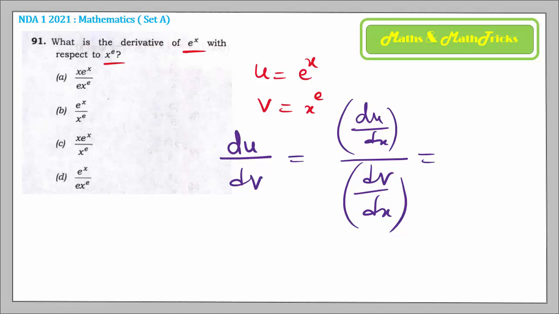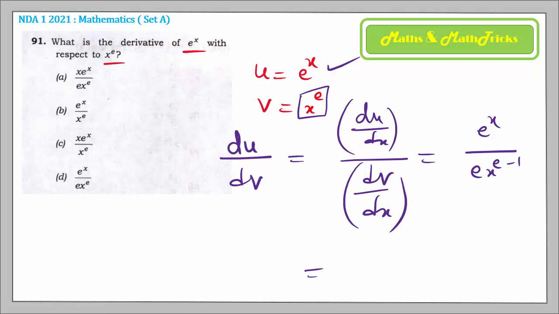So what is the derivative of u with respect to x? You will say e to the power x, because u is e to the power x. So the derivative of e to the power x with respect to x is e to the power x, divided by the derivative of x to the power e. e is a number, an irrational number, a real number. For x to the power e, the derivative will be e times x to the power e minus 1.